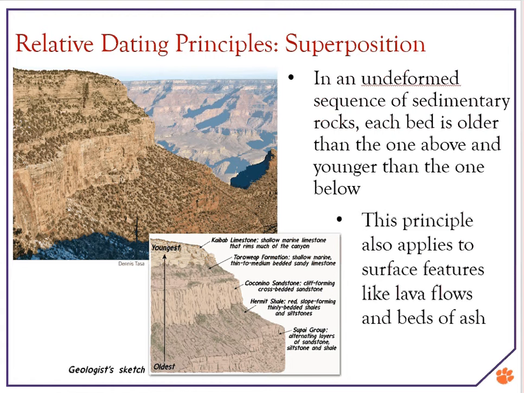We also apply this principle to surface features like lava flows and beds of ash. So for extrusive igneous events from volcanoes, we can use this and identify which layer of lava or ash would be younger than the other.